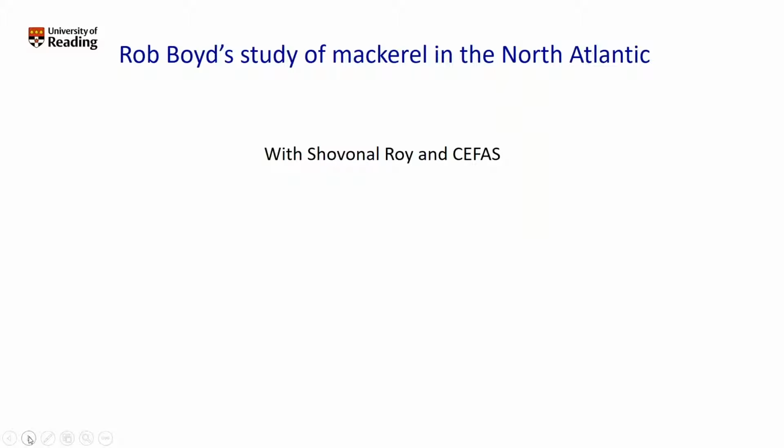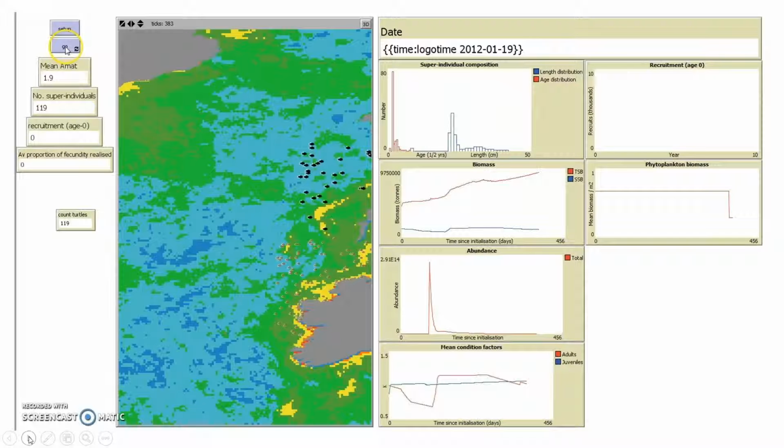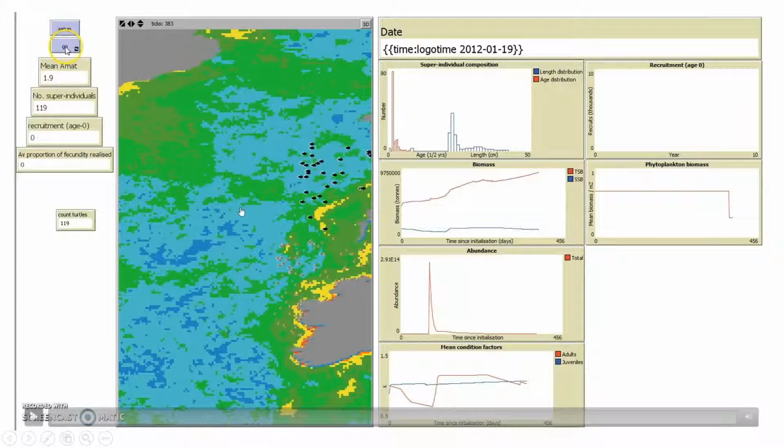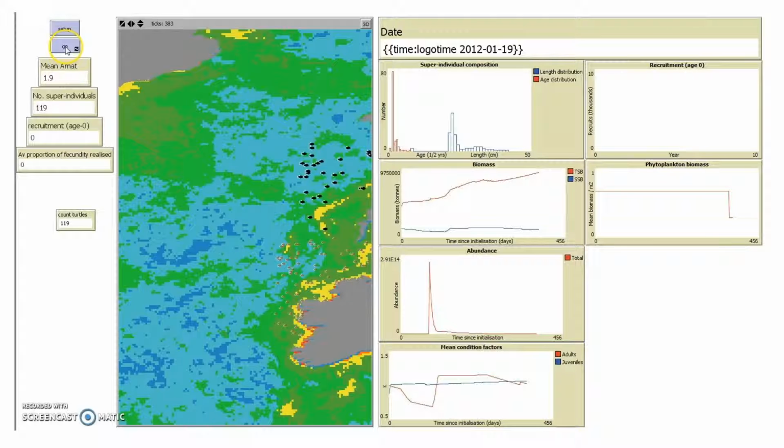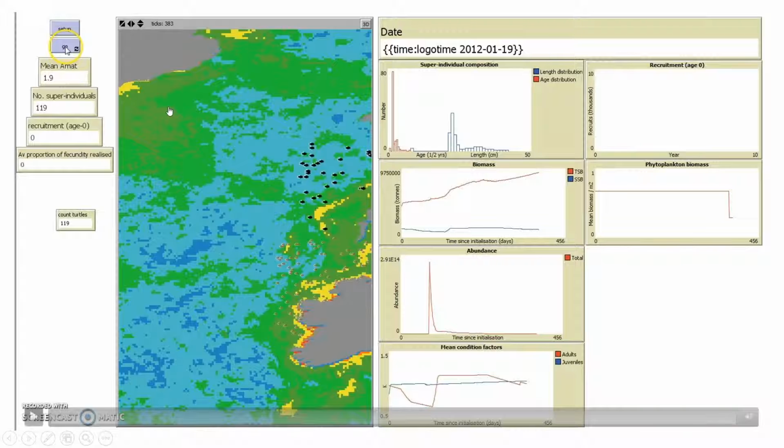We're now going to turn to a second example, of mackerel in the North Atlantic, and this has been done by Rob Boyd. This shows how the simulation model looks on the computer screen. So this is the map. Top left is Iceland, bottom right is Ireland. The black dots show shoals of mackerel, the pinkish dots show juveniles, and the green shows the food supply. Again, that comes from satellite.